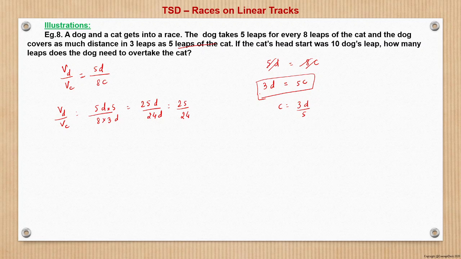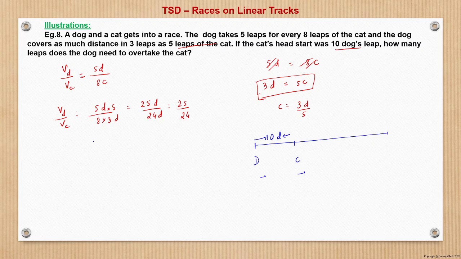If the cat's head start was 10 dog leaps, so now the question is, suppose the dog is at this point, and at the same time the cat is here, and this is 10 dog leaps, which is 10D away, right? How many leaps does the dog need to overtake the cat? And both are running in the same direction. So this becomes a problem of relative motion now. Initial distance is 10D and the dog has to cover this distance, right?